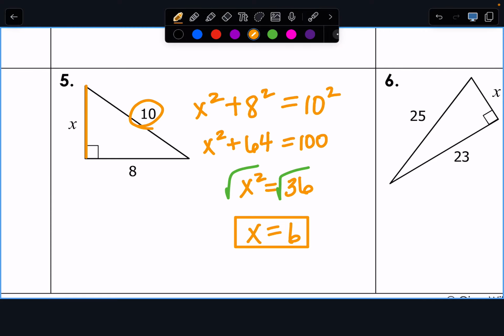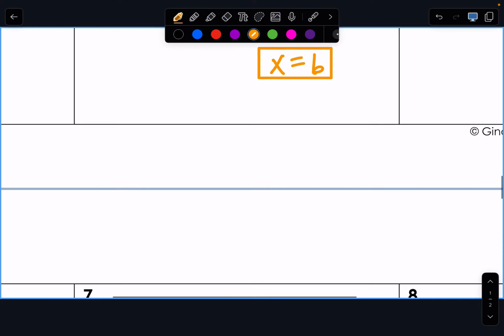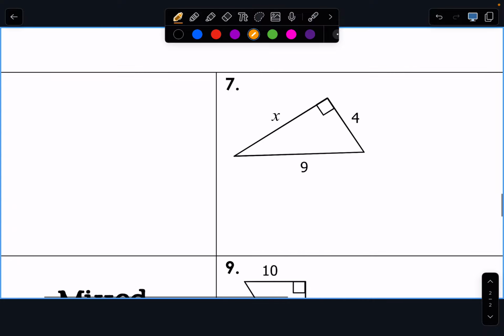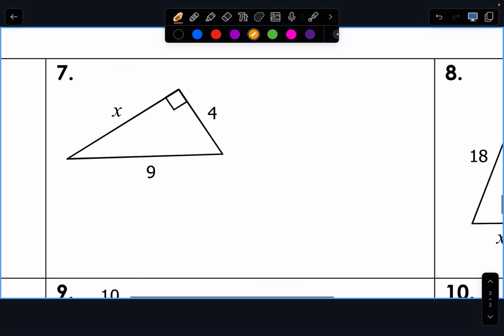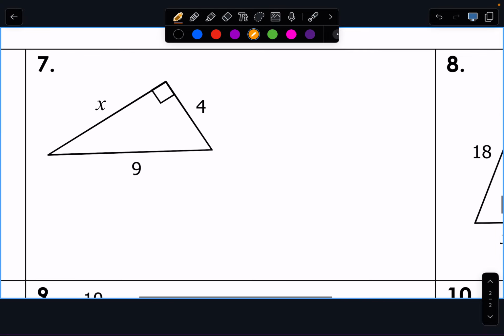All right, let's go ahead and turn your packet to page 5. And let's look at number 7. Which side is the hypotenuse? Okay, the 9 is the hypotenuse. And x is our leg. So I'm going to write x squared plus 4 squared.